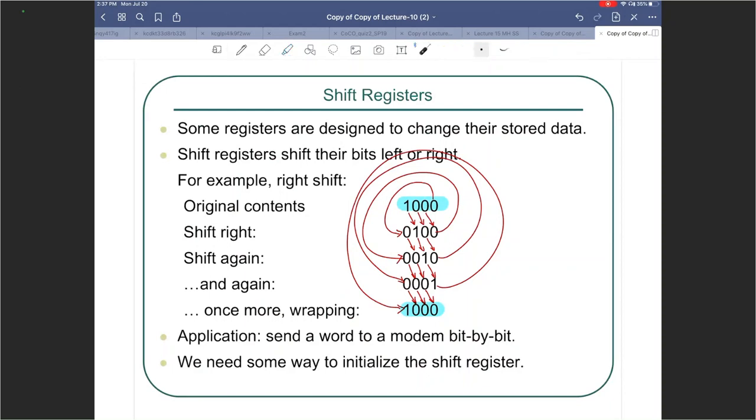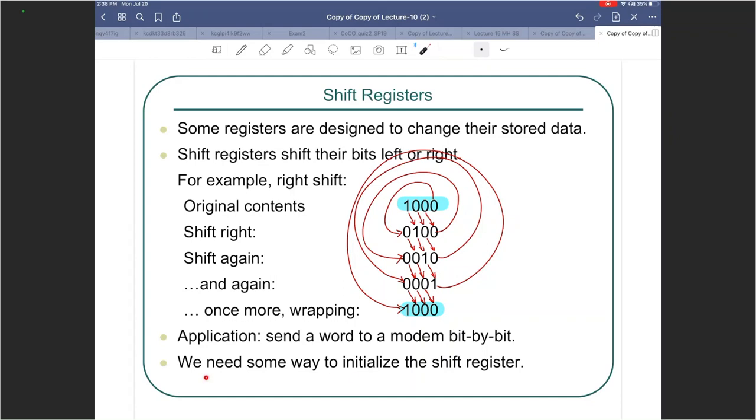And an application for this is to send a word to a modem bit by bit. So if you're trying to do some serial communication using a modem and you want to send a 4-bit word, you do it bit by bit. And you can do that by shifting things to the right, bit by bit, which means you are clocking things through, right?